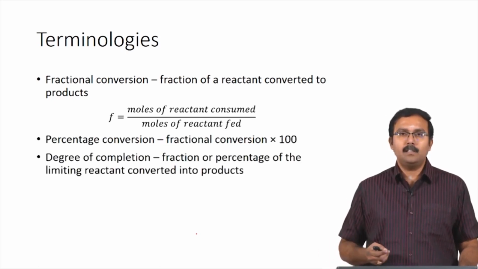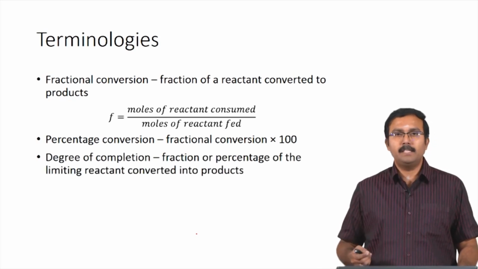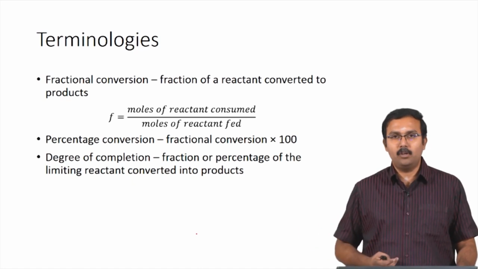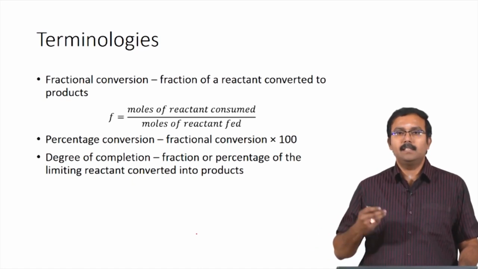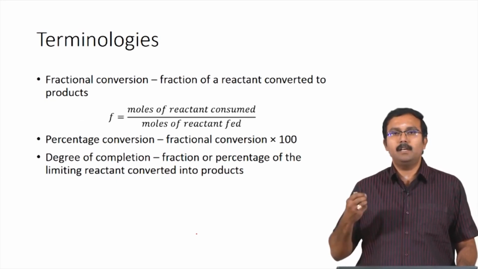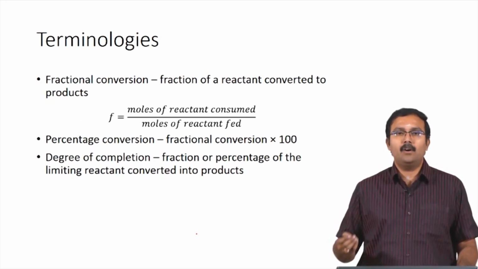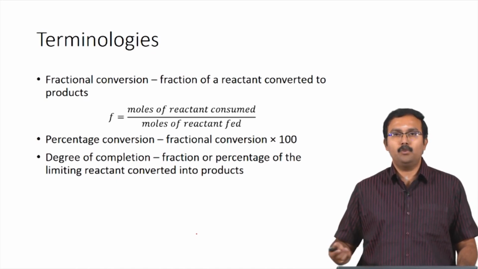There is also another terminology called degree of completion, which helps us understand to what extent the reaction has gone to completion. So, this is defined usually in terms of the limiting reactant. So, it is defined as the fraction or percentage of the limiting reactant which is converted to products.